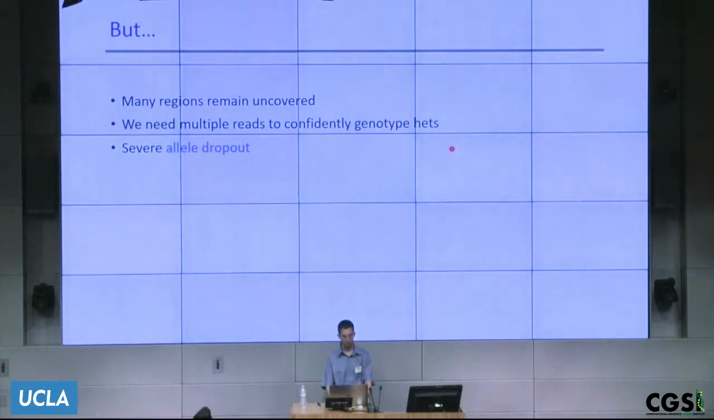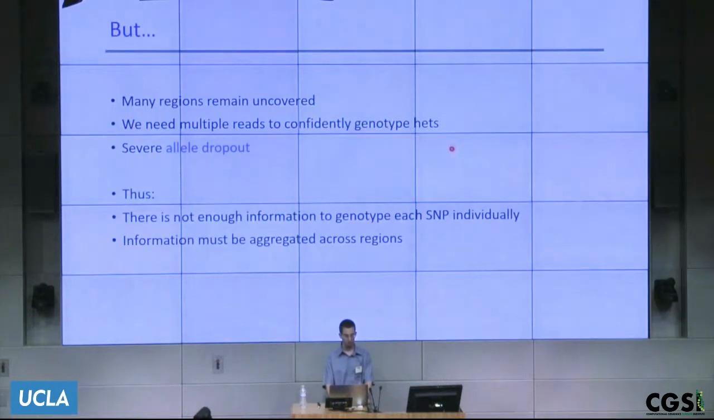both alleles. And another problem that's particularly severe in single-cell sequencing is allele dropout. This means that many alleles will not even be sequenced. They're completely lost during the whole genome amplification stage, so we will not sequence them even if we had much higher coverage.